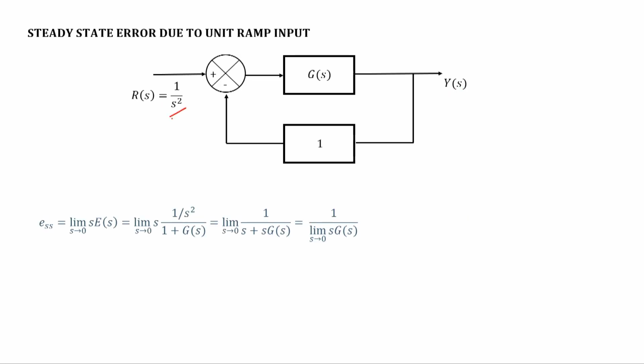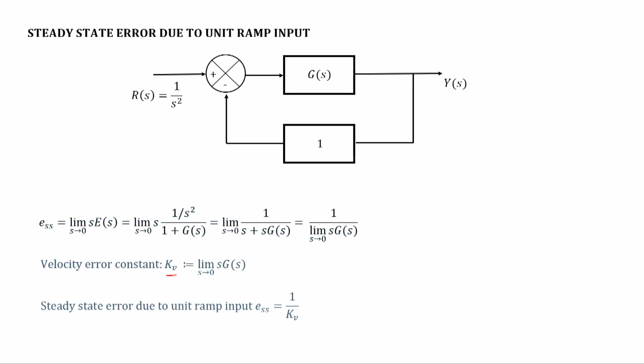Next, if we consider ramp input, you go ahead with the same calculations. So e_ss in that case will come out to be 1 by limit of s times G(s). So this quantity here, limit of s tends to 0 s times G(s), is called the velocity error constant Kv. And now the steady state error due to a unit ramp input is 1 by Kv. So these are the specifications that we were talking about. In the previous case, we took unit step signal as the input.